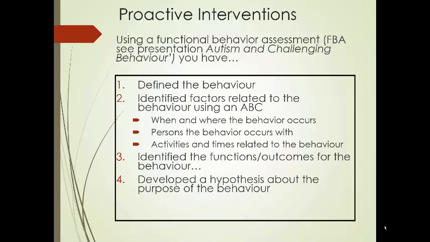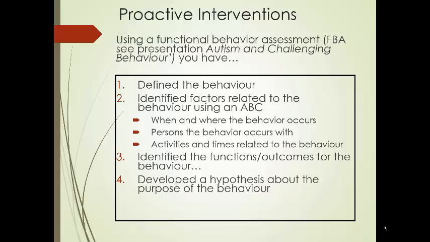Let's talk about the origins, the basis of interventions, which are that we need to understand the function, the purpose and outcomes of a child's behaviour. One of the best ways to do this is to use an FBA, a functional behaviour assessment, which I've covered in other presentations, and I'm presuming that you have already done this. So you have defined a child's behaviour in detail, looking precisely at what the behaviour is, and you have identified factors relating to the behaviour using an ABC form, that is antecedent, behaviour and consequences, to think about when and where behaviour occurs, what persons or situations the behaviour occurs with, and what activities and times or contexts are related to the behaviour.